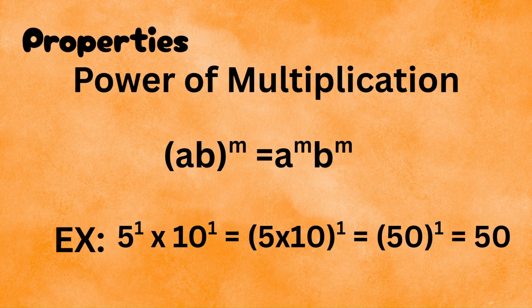So an example is 5 to the power of 1 times 10 to the power of 1. And once again, this only works if m is the same number. So 5 to the power of 1 times 10 to the power of 1 equals 5 times 10 to the power of 1, which equals 50 to the power of 1, which then equals 50.